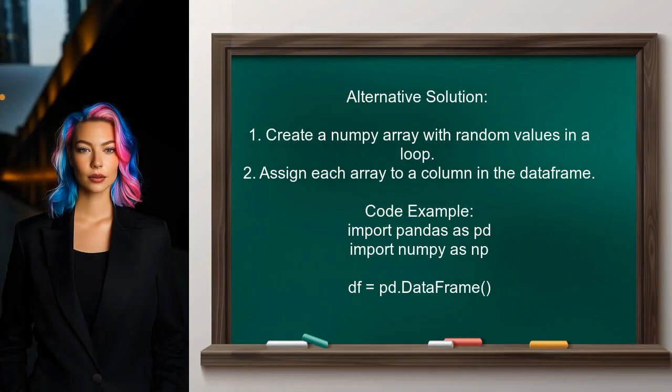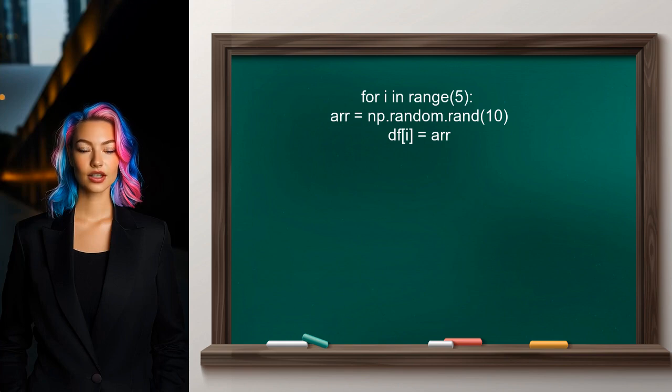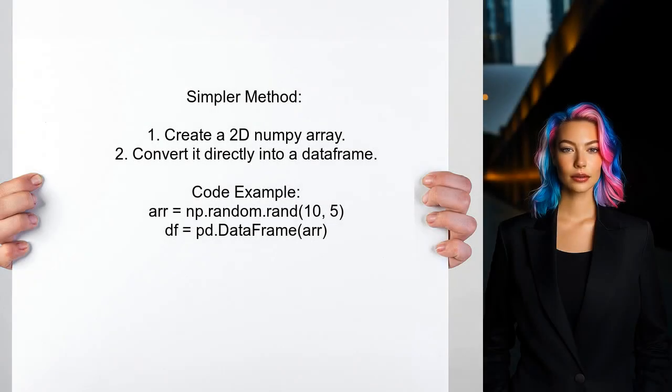An alternative approach shared by another user involves directly creating a NumPy array with random values and converting it into a data frame. They suggest using a loop to add each NumPy array as a column to the data frame. Additionally, they propose a simpler method by generating a 2-dimensional NumPy array and converting it directly into a data frame, which can be more efficient.